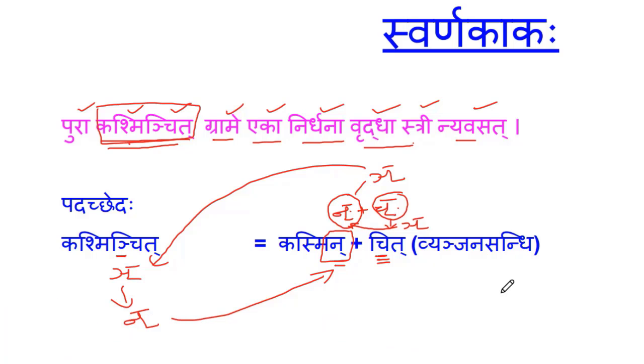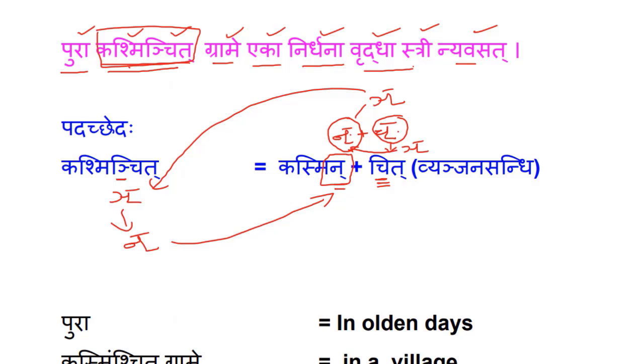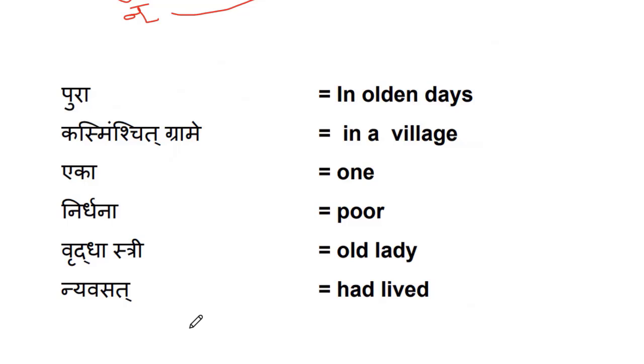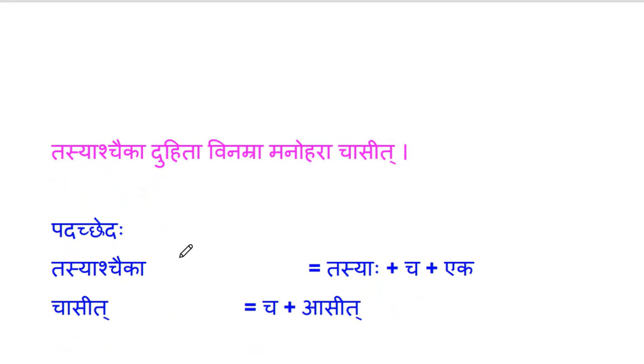Pura means in olden days. I have given the meaning here. Pura, in olden days. Kasminchit grame, in a village. Eka nirdhana vruddha stri nyavasada, one poor old lady had lived. Okay, there was an old lady who lived in a village. Next: Tasyaschaiga duhida vinamra manohara cha asida.